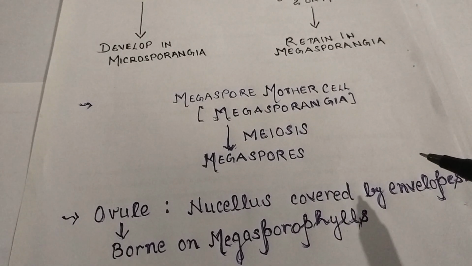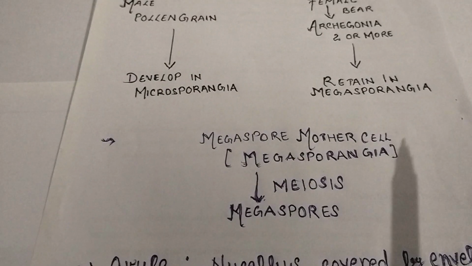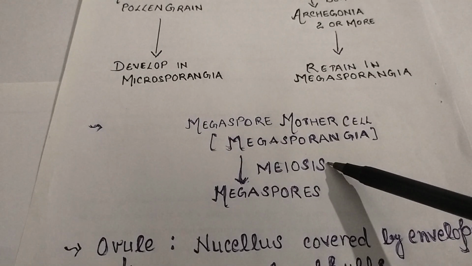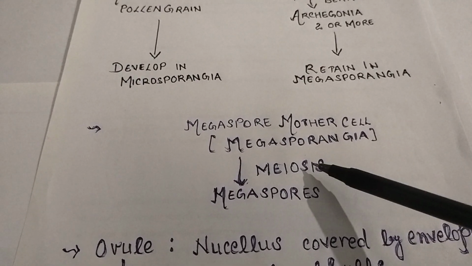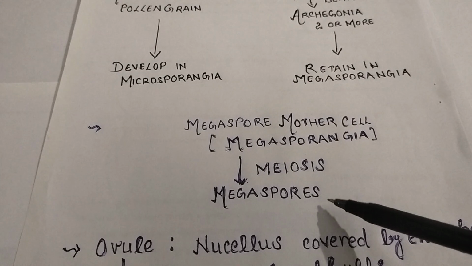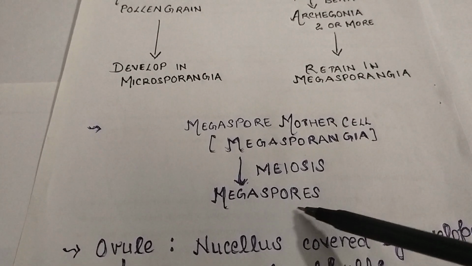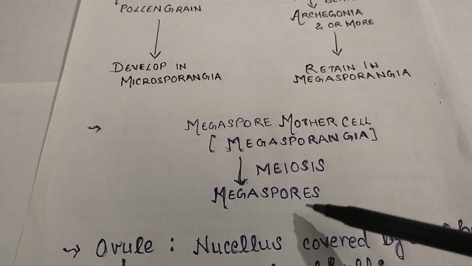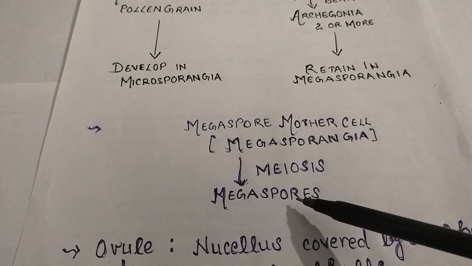Everything, all these things are taking place inside the female cone. So the megaspore mother cell divides by meiosis to form megaspores. And as you know, as a result of meiosis, how many megaspores will be formed? Four megaspores will be formed. You know, in meiosis, one cell forms four cells by the reduction division.